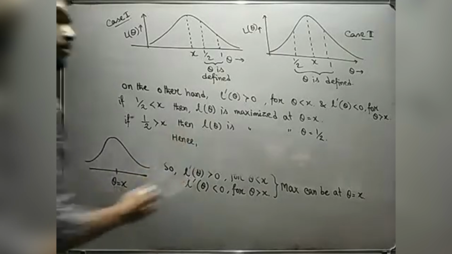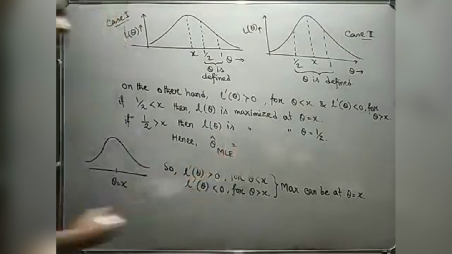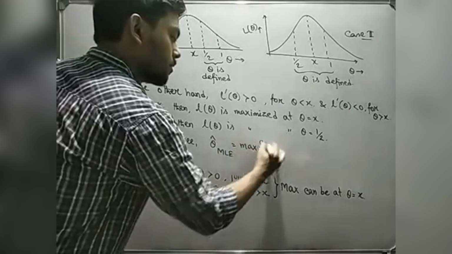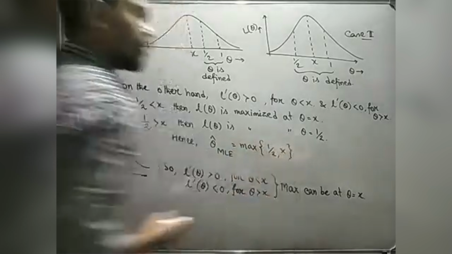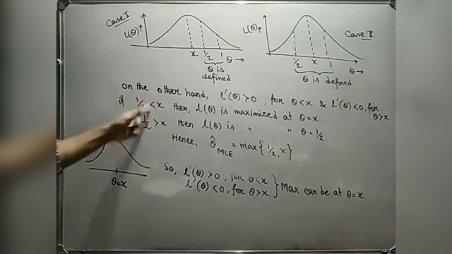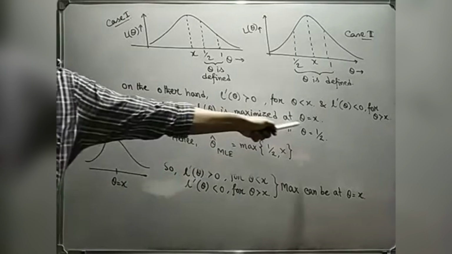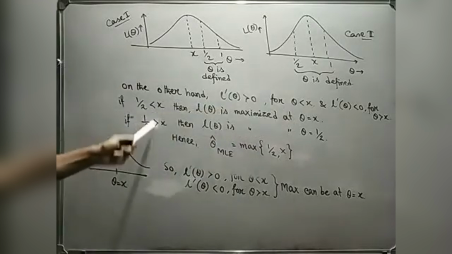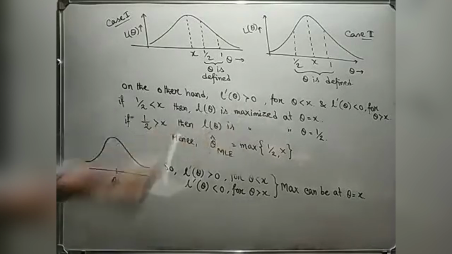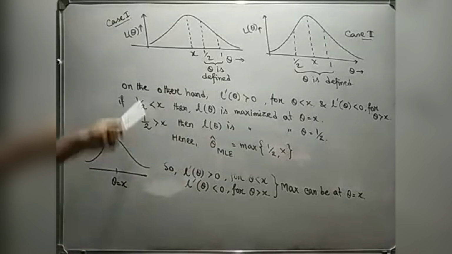Okay, so hence theta hat, the MLE of theta, is the maximum of half and x. You can see from this part: if half is the smaller value and x is the larger value, then x will be the MLE. And if half is the larger value and x is the smaller value, then half will be the MLE. That means the maximum among half and x will be the MLE under these two cases.